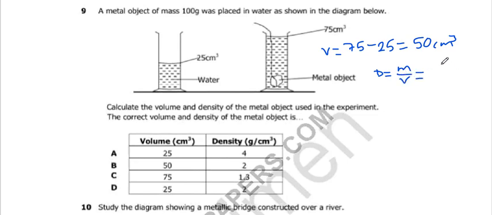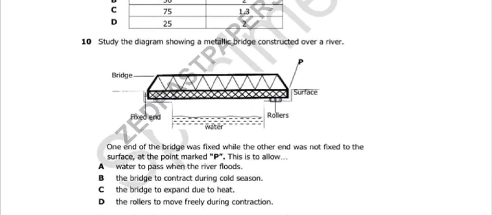What is our mass? Our mass is 100 grams. Our volume is 50 centimeter cubed. So 100 divided by 50 is 2, so we'd have 2 grams per centimeter cubed. So our volume is 50, our density is 2, which option has got 50 and 2? It's A. So question number 9, the correct answer is A. Go on to question number 10.